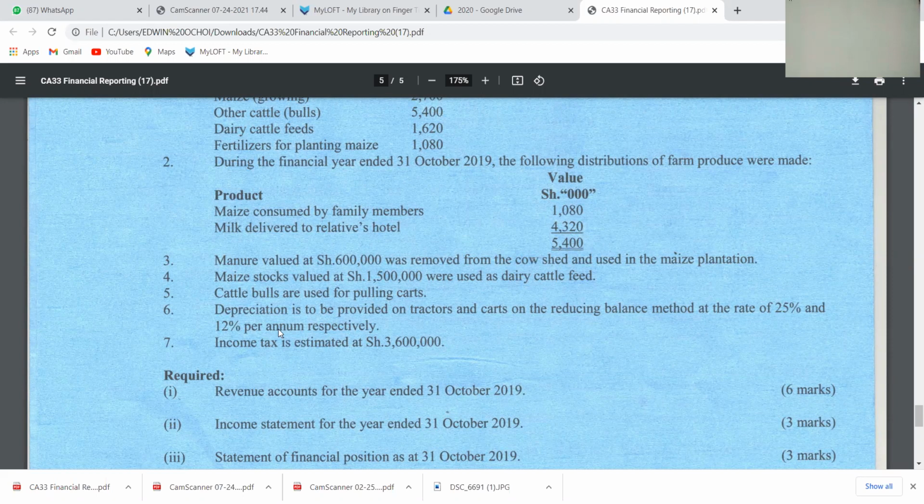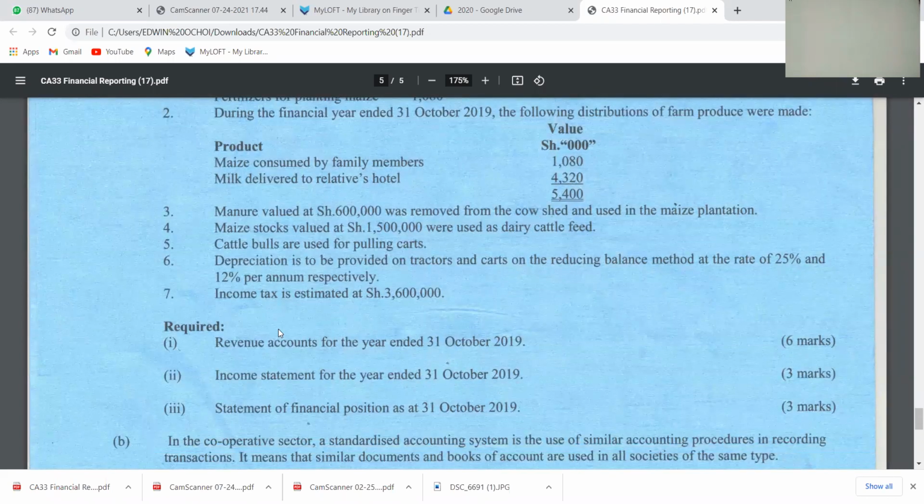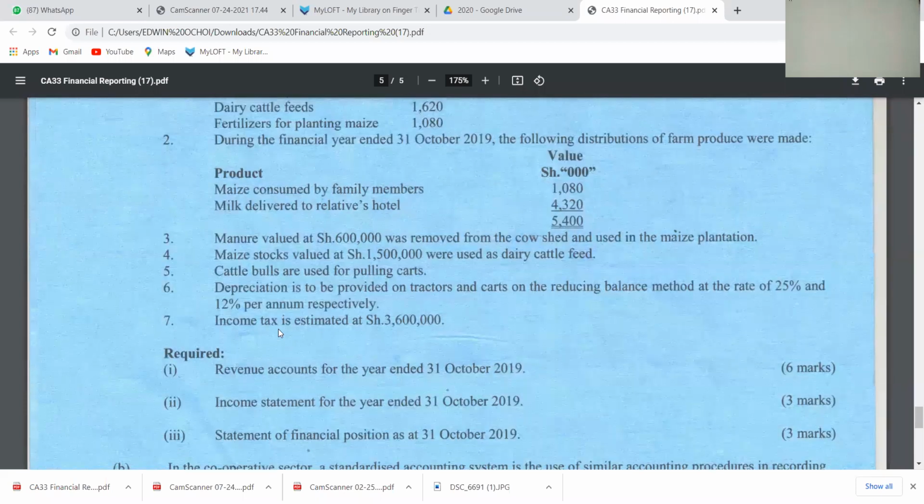So cattle bulls are used for pulling carts. Depreciation is to be provided on tractor and carts on the reducing balance method at the rate of 25% and 12% per annum respectively. Income tax is estimated at 3.6 million. So this is the maximum requirement they can ask you to do. These are the requirements in any exam under farming, which you can be told to present. So that is the revenue account, income statement, and statement of financial position.